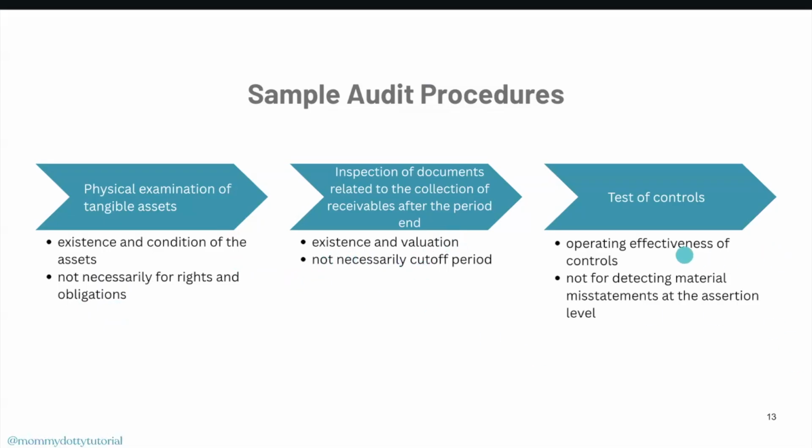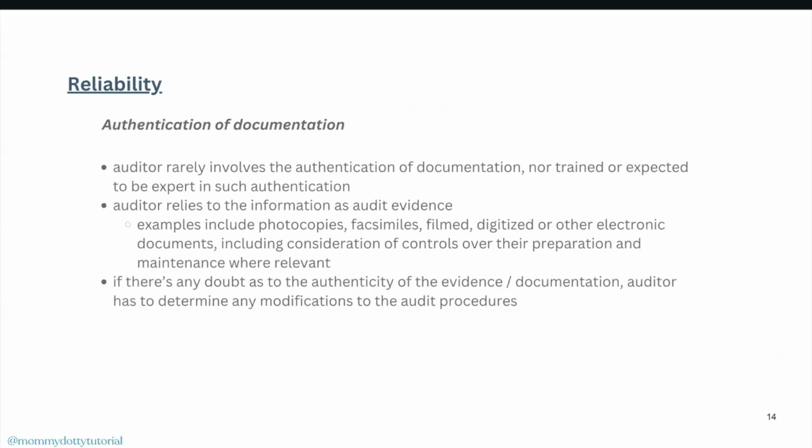The last one is the test of controls. Test of controls will provide relevant audit evidence when the auditor is evaluating the operating effectiveness of controls. On the other hand, substantive procedures will provide relevant audit evidence if the auditor wants to detect material misstatements at the assertion level. It is also worth noting that audit evidence from various sources or of a different nature may often be relevant to the same assertion. Okay, document authentication is rarely part of an audit, and the auditor lacks expertise in it.